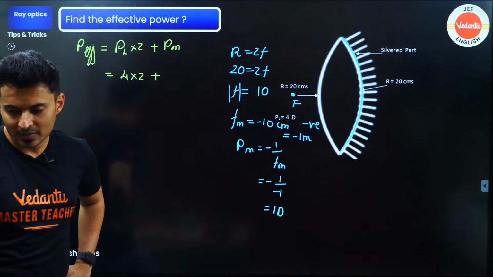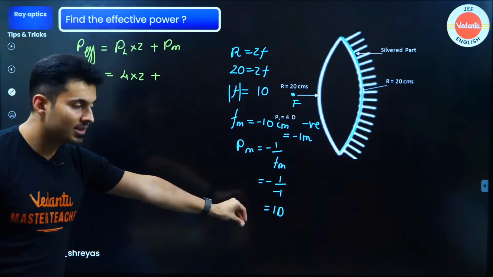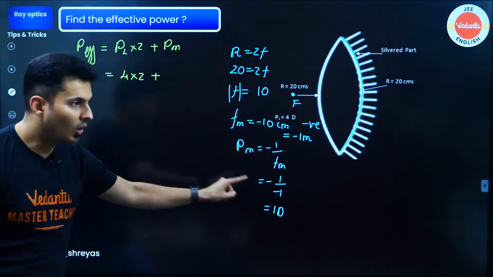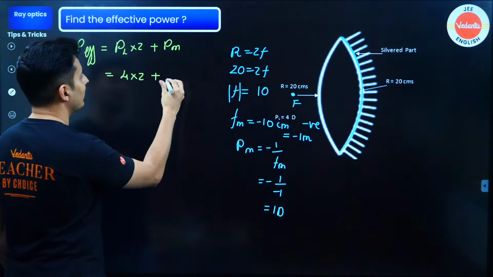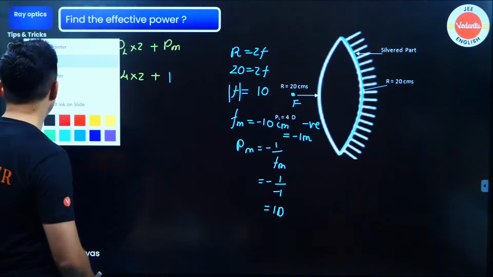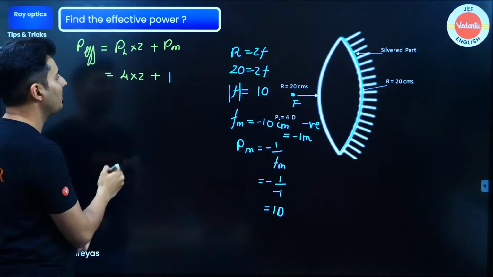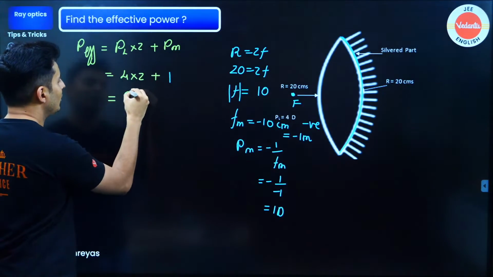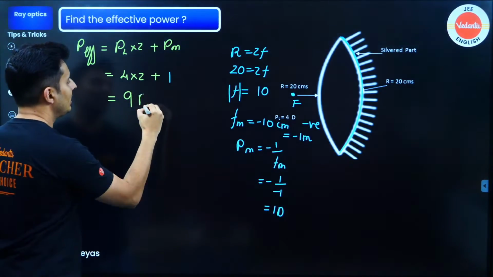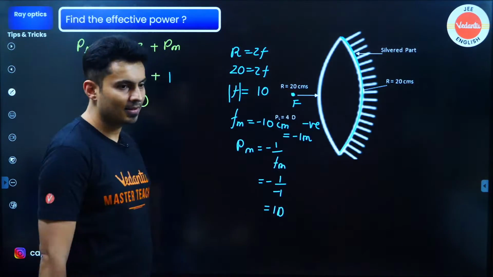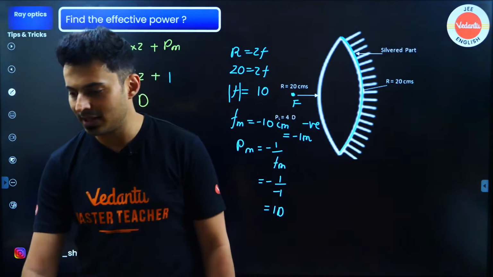Everybody with me on this? Clear? Understood? Okay, so what am I going to put over here? Just put 1 over here. So 4 twos are 8, 8 plus 1 is going to be 9. So 9 diopters is the answer.